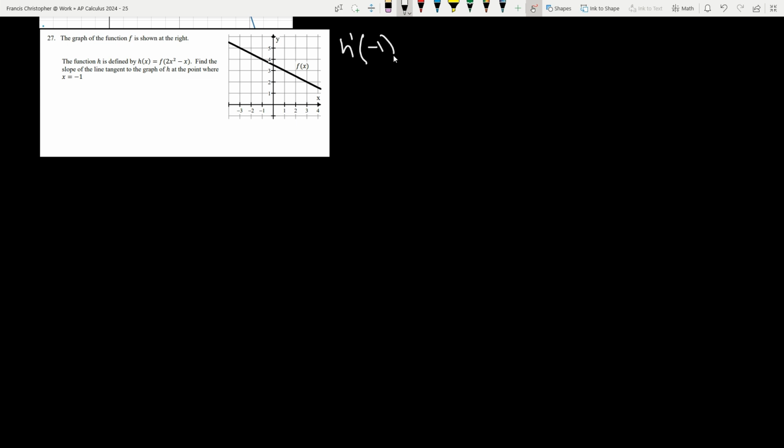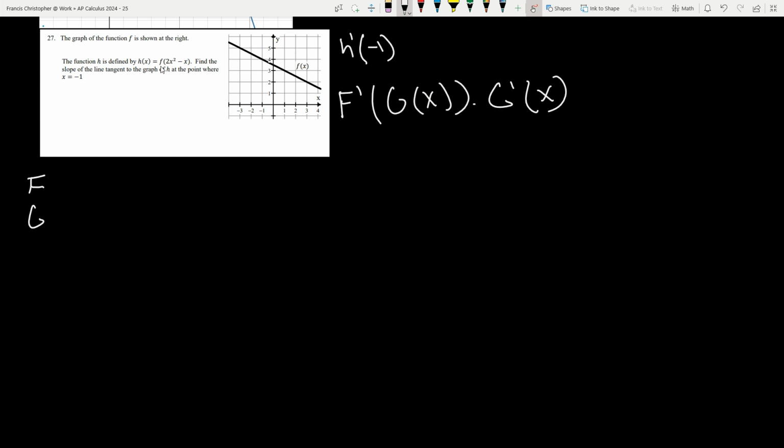We want to find h prime of negative 1. So the solution on FlipMath showed the equation for the entire tangent line. I'm just going to do the question it's asking me and only find the slope of the tangent line. H prime of negative 1 would be the answer. So recalling chain rule for the last time, f prime of g of x times g prime of x. Now we just need to find our f's and g's and make a table.